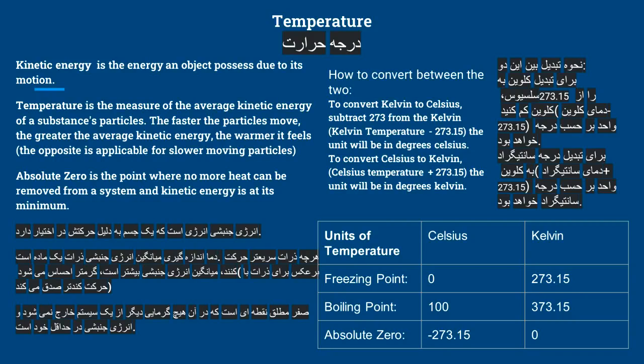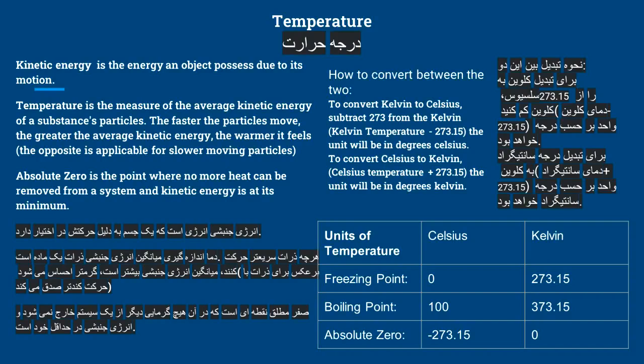Next, I'll discuss how to convert between two units of temperature. The two units of temperature I'm referring to are Kelvin and Celsius. Celsius is the unit of temperature used commonly throughout the world, and Kelvin is the unit of temperature that is usually used in science. To convert Kelvin to Celsius, subtract 273.15 from the given Kelvin value. To convert Celsius to Kelvin, add 273.15 to the given Celsius value.